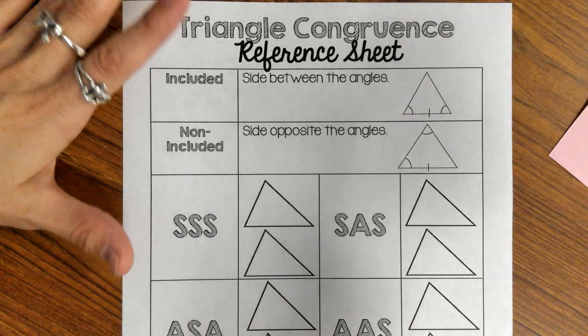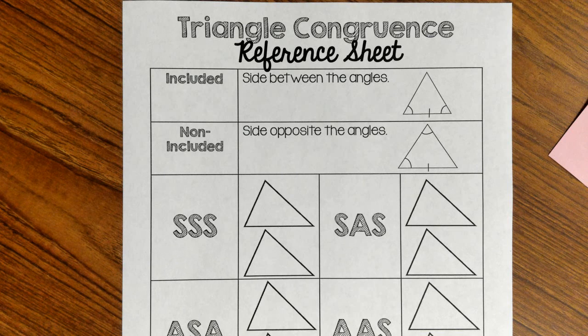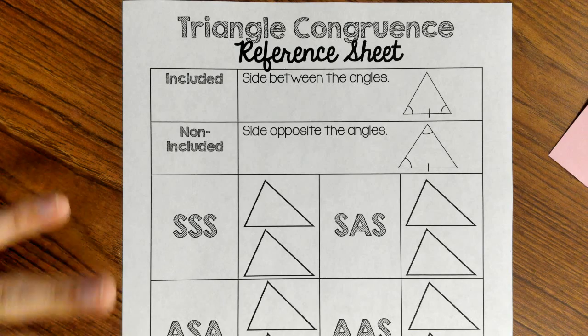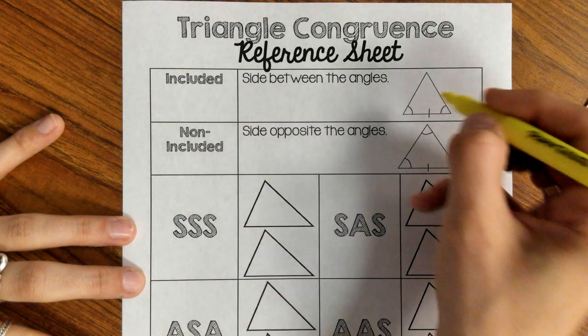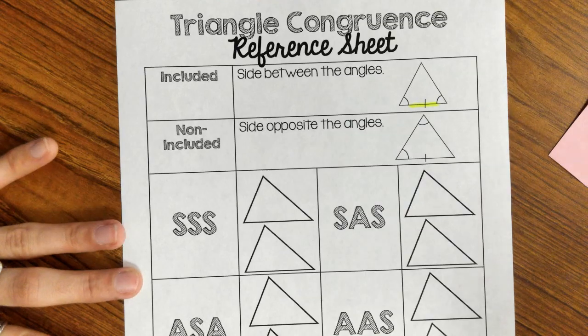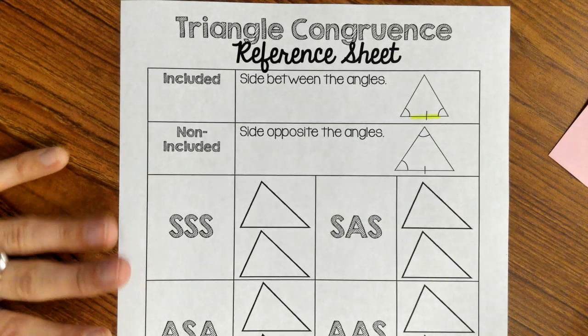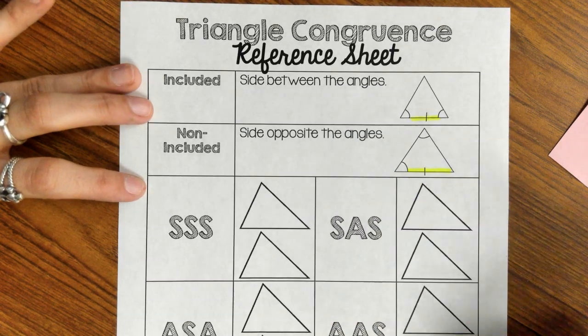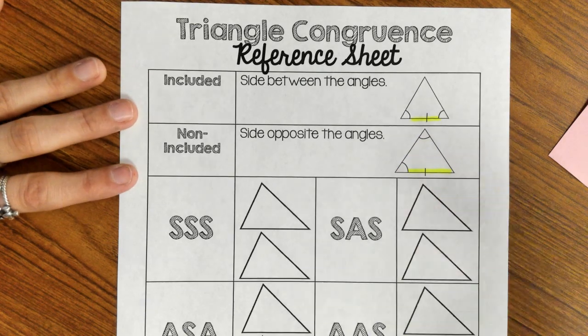The first thing we're going to talk about is included. Whenever you see the word included, what we mean is what's between. So this side between the angles, this side right here, would be the included side. Non-included, this side is not included because it's not between the two, and we'll go more into detail with that.